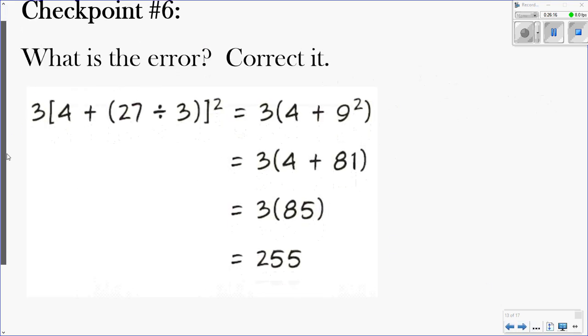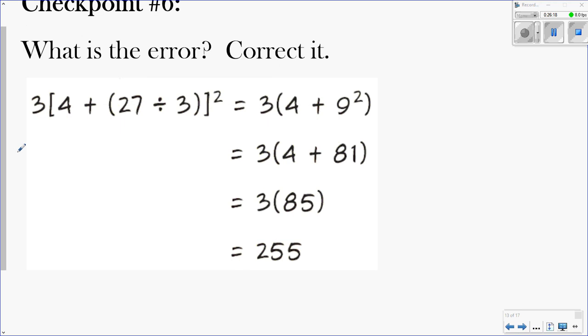So now the next one says, what is the error? And correct it. So we have this. Let's see if this from here to there is correct. The 3 is out there. The 4 was not touched. Plus still they stay the same. Now it's this. Let's see. They divided correctly, but notice what happened. This was outside. How did this get inside?